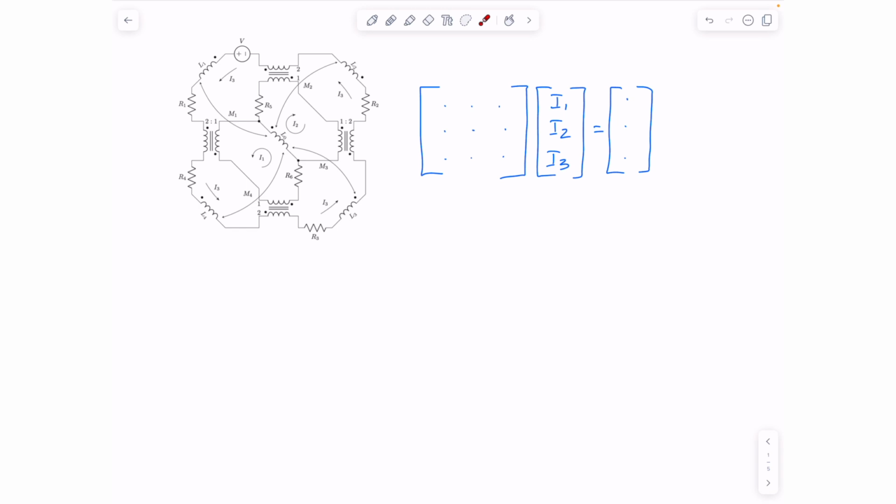What else can we see in this circuit? We have a bunch of transformers and mutually coupled inductors. We have two transformers that connect loop 2 and loop 3. We have two transformers that connect loop 1 and loop 3. We have an inductor in the middle that is mutually coupled with inductors in the outer loop, L1, L2, L3, and L4.